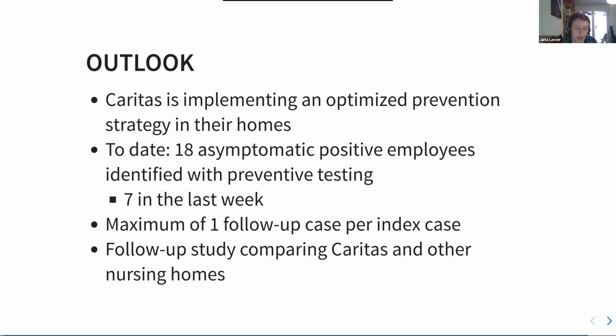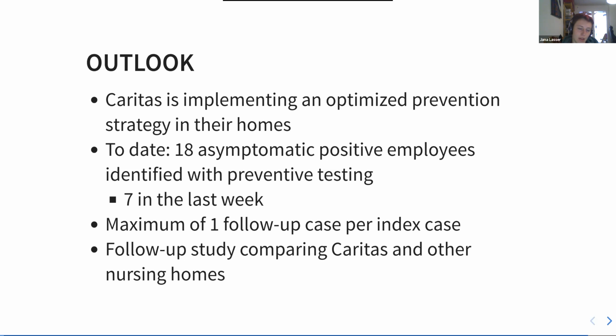And they have managed to isolate those employees with a maximum of 1 transmission from an employee to a resident. So in most of these cases, they managed to isolate the employees before they could interact with residents and before they could transmit the infection. And in some of those cases, the infection was transmitted once. But this is already quite an improvement over the really huge outbreaks we've had in the homes before.